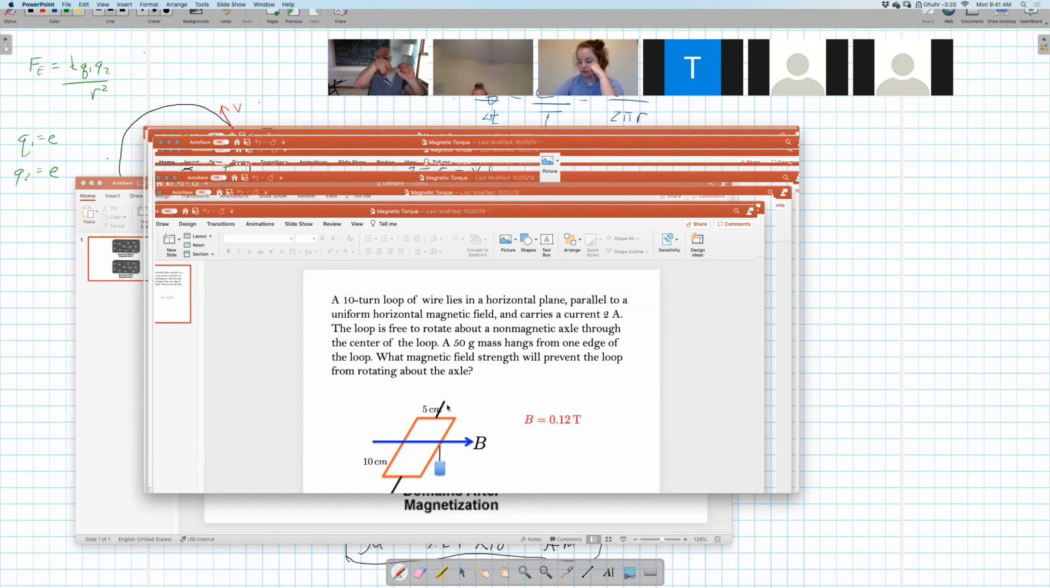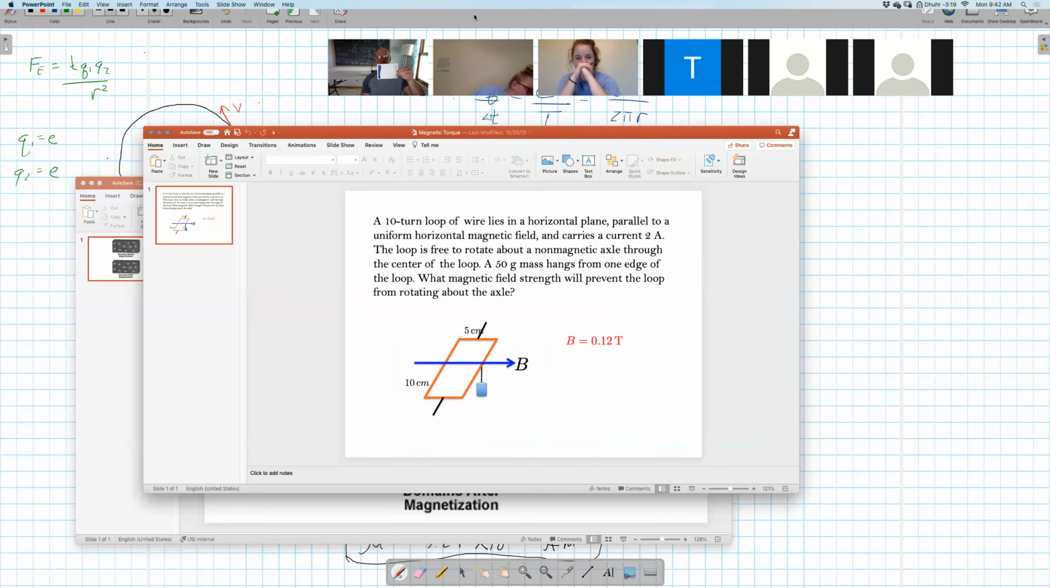You have a magnetic field, say pointing at you. And the loop also has a 50-gram mass that hangs on one edge of the loop. So it wants to know, what is the strength of the magnetic field to keep this thing from rotating? Here's my loop. I put a mass on it over here, which means it's going to feel a torque, so it wants to rotate in this direction.